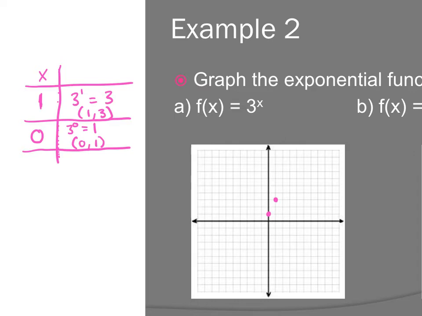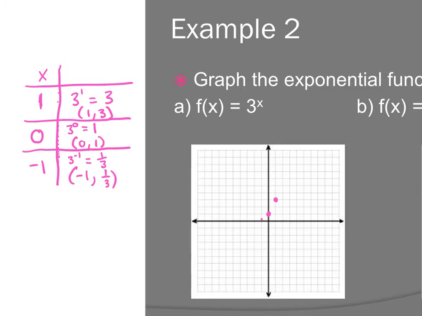We could plug in 2, but let's plug in a negative number. Let's plug in -1. So we have 3 raised to the power of -1. What is 3 raised to the power of -1? Yes, awesome. Remember, a negative exponent takes that number and puts it into the denominator. Anytime we see a negative exponent, it becomes a fraction. So 3 to the power of -1 is equal to 1/3. So we have (-1, 1/3). Our next point is going to be right there.